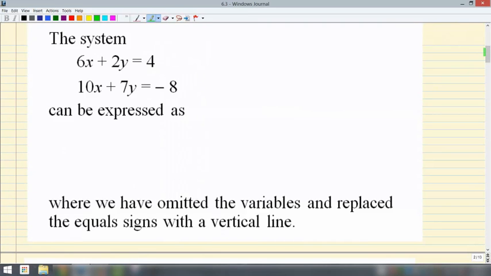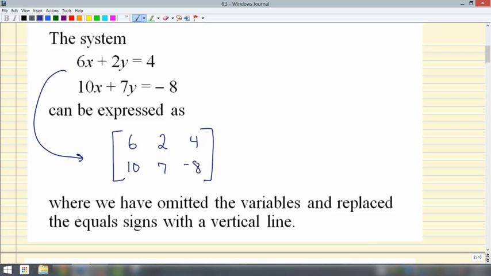So here's our original system. This is the same problem that we just did, the same numbers. And we can express this as a matrix. So what you've essentially done is taken this system of equations and rewritten it almost like in an Excel spreadsheet where you have rows and columns. So this is row 1. That's the first equation. This is row 2. That's the second equation. And this is your x column. This is your y column. And this is your number column.